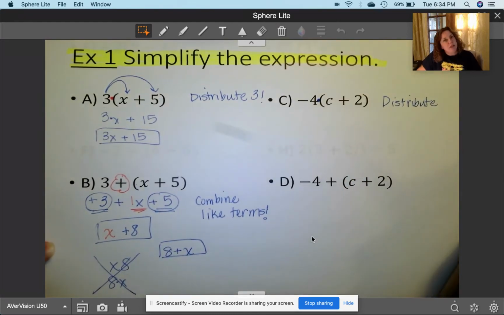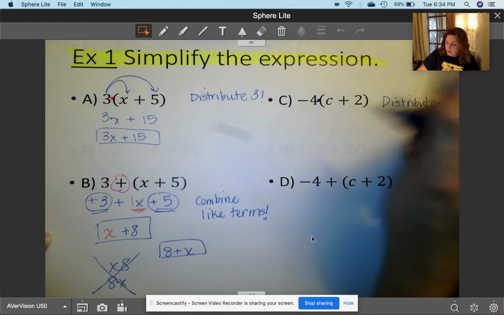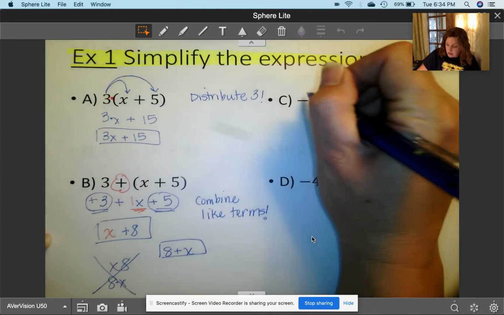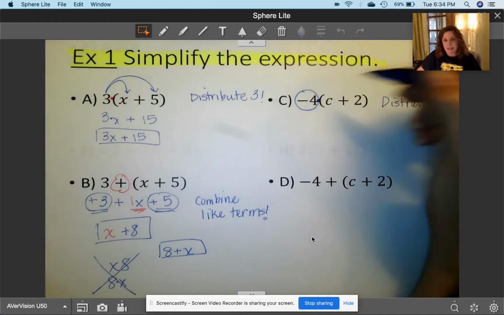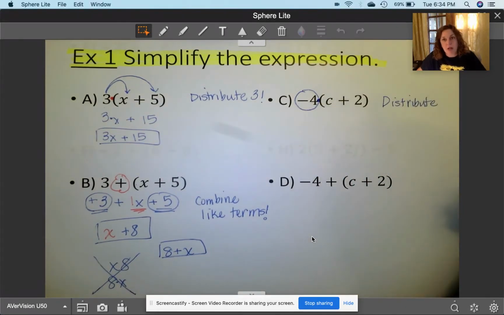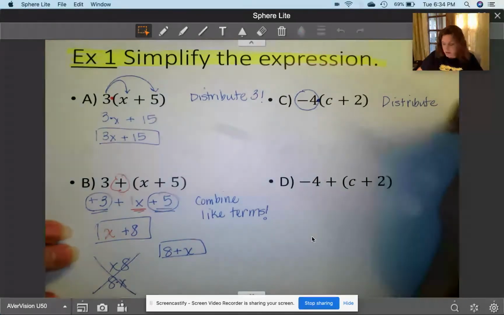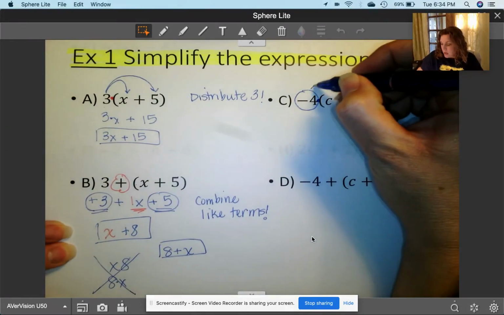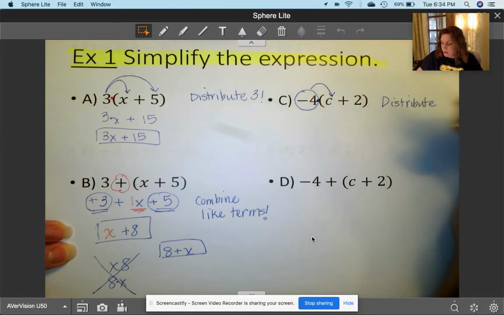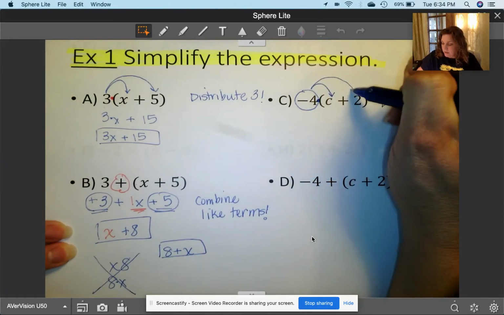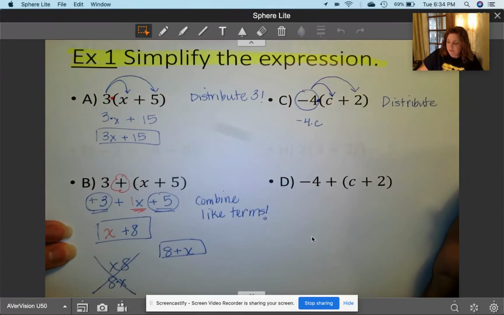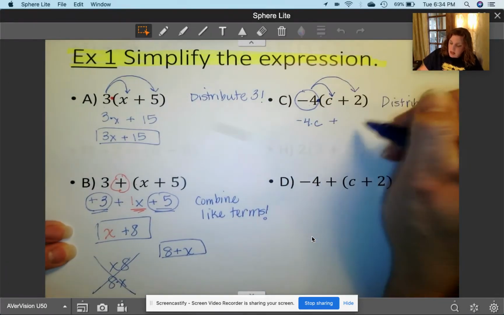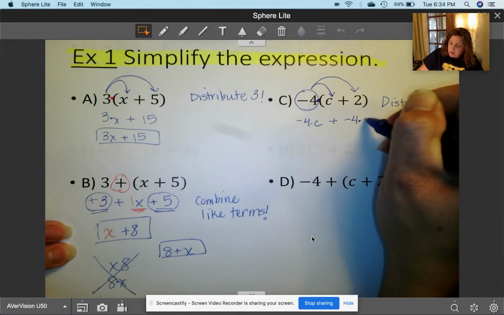And this time we're going to distribute a -4, which is a little more complicated. So you want to take your time and really make sure you understand this. And again, if you have questions, write them down, highlight it, put a big question mark, write a question so you can ask me on Tuesday or at the end of the day. So we're going to go ahead and multiply in that -4. And so we're going to do a -4 times the c plus a negative 4 times the 2.